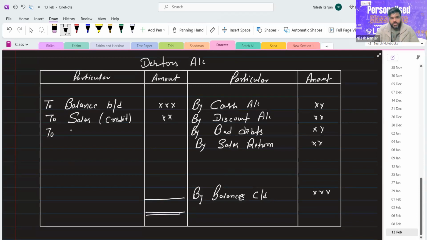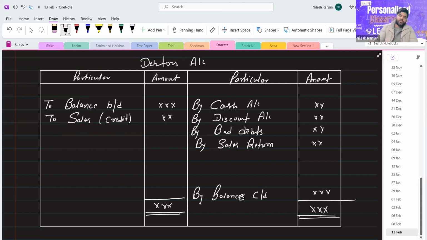If there is dishonor of cheque, bank account. Okay, so this is your debtors account format. Can you see this? Yes. Okay, so this is the format of debtors account. You have to prepare this.